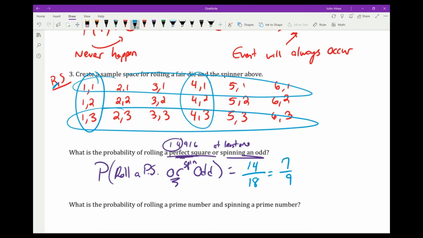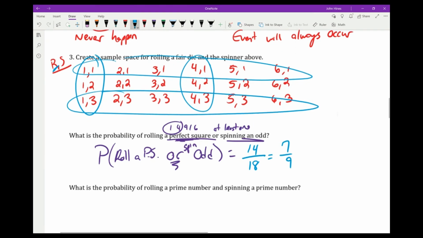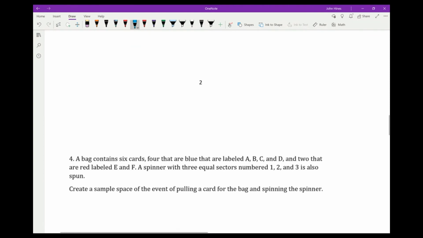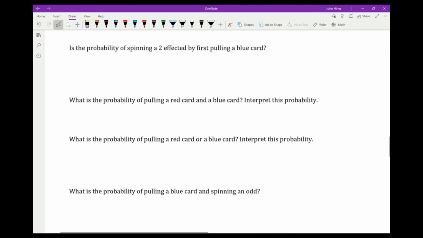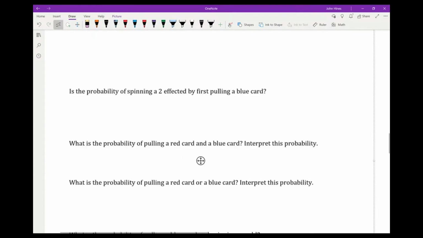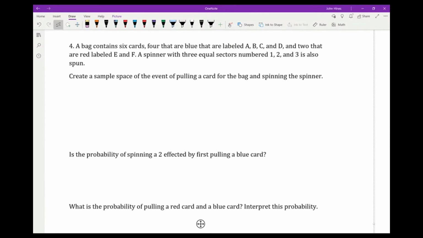I could get a percent for that, but I like fractions. Fractions are nice. So I'm rolling the perfect square. That's the first number. It had to be a 1 or 4. Or I had to spin an odd, which is the first row and the third row. I'll skip that last one there because you guys don't remember what prime numbers are. We'll do this one and then we'll be done with this lesson. This is a quick lesson here.